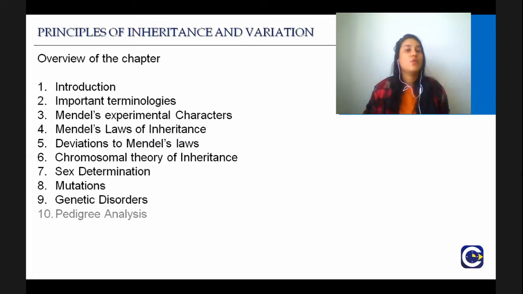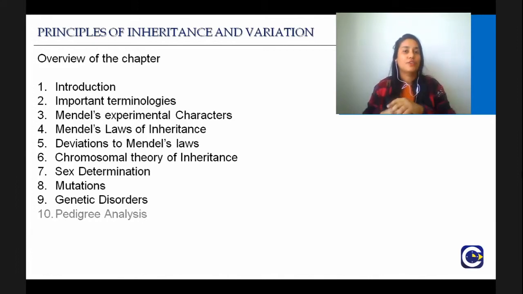This is the overview of the chapter that we have been doing for the last 7 sessions. We saw a lot of important terminologies. We saw the 7 Mendel's experimental characters. We saw Mendel's laws of inheritance. We saw the deviations. You remember we saw linkage, then we saw incomplete dominance, pleiotropy, codominance, chromosomal theory of inheritance.